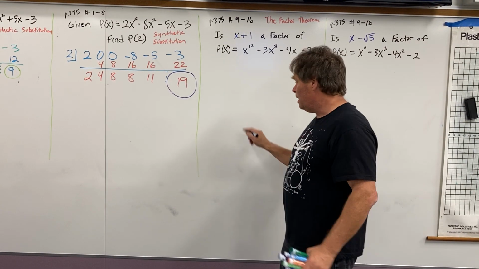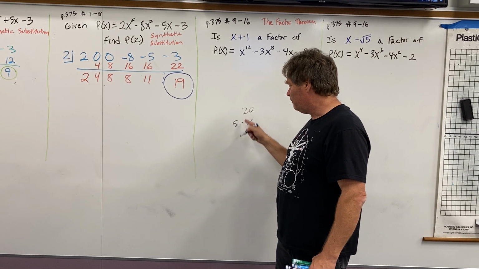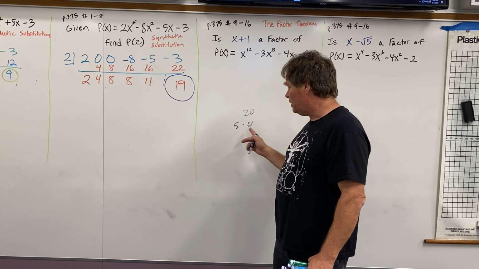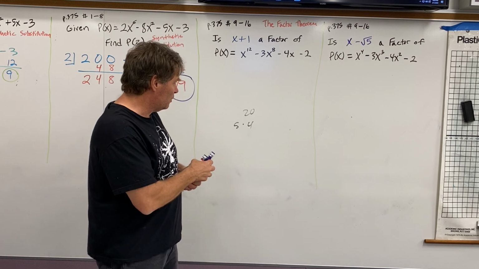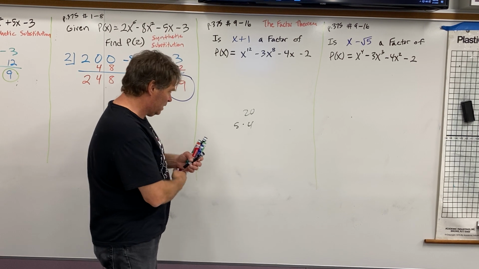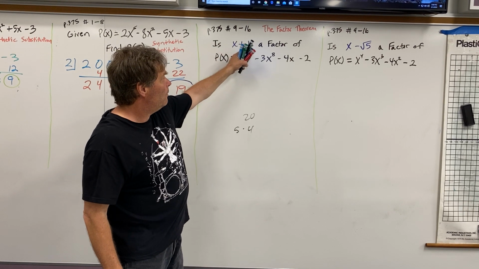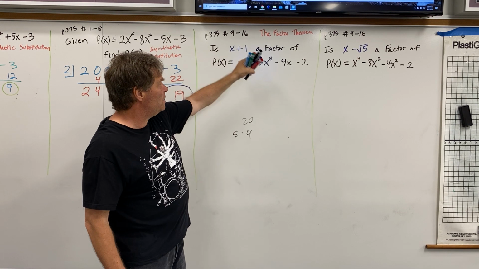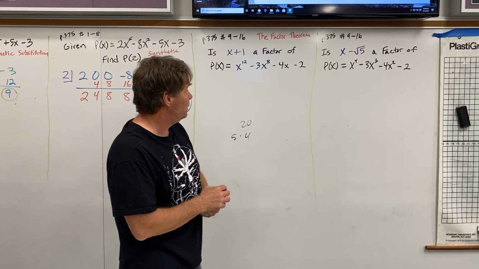For instance, 20 is 5 times 4, right? Because 5 times 4 is 20. So 20 factors into 5 times 4 because these two things multiply to be 20. Because 4 goes into 20 evenly, and 5 goes into 20 evenly. The question is, does this polynomial go into this polynomial evenly without a remainder? That's the big question, okay?